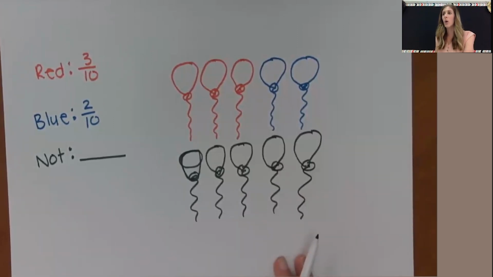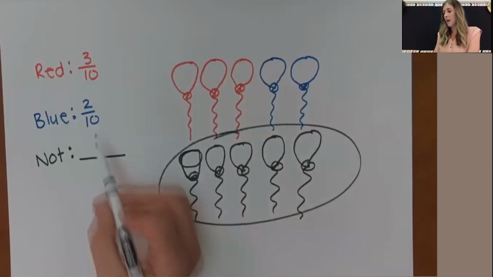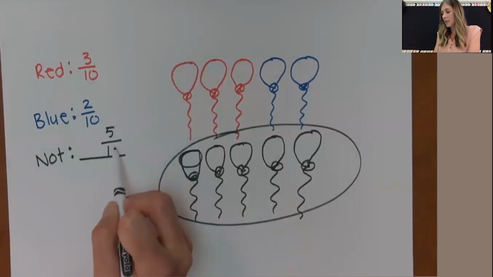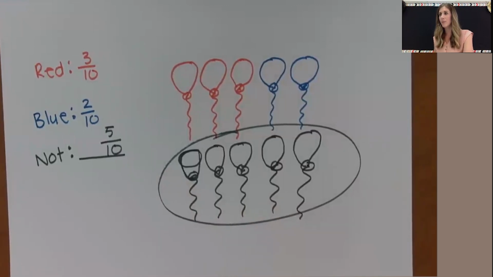So now we have a total of 10 balloons. What fraction of the balloons are not red or blue? Correct. 5 out of the 10. 5 out of 10 are not red or blue. So 5/10 of the balloons weren't red or blue. So what's a fraction equation we could write to represent this?